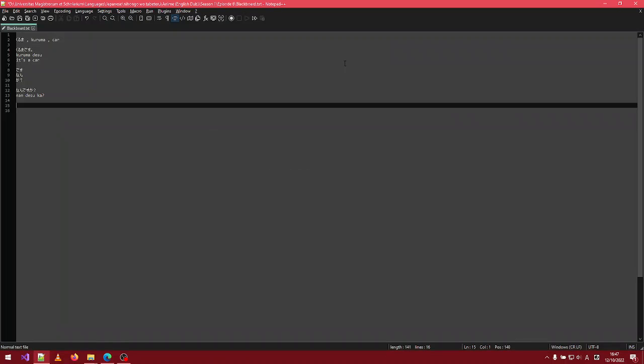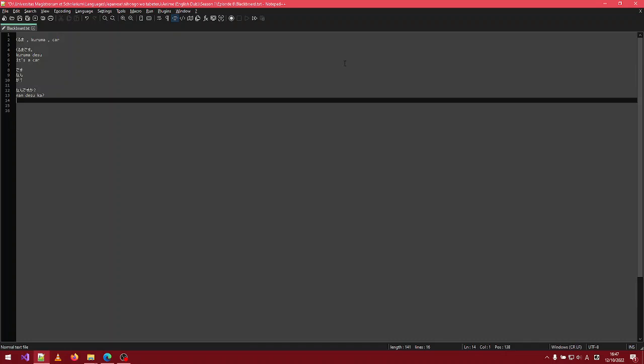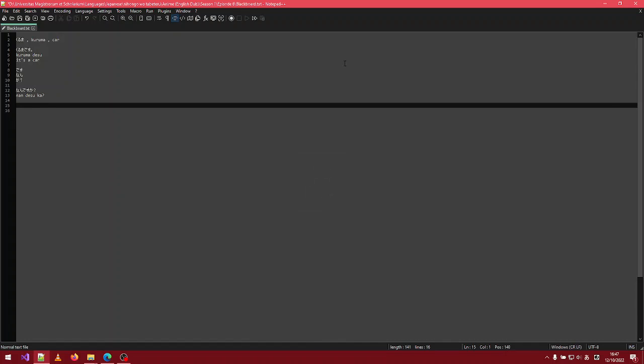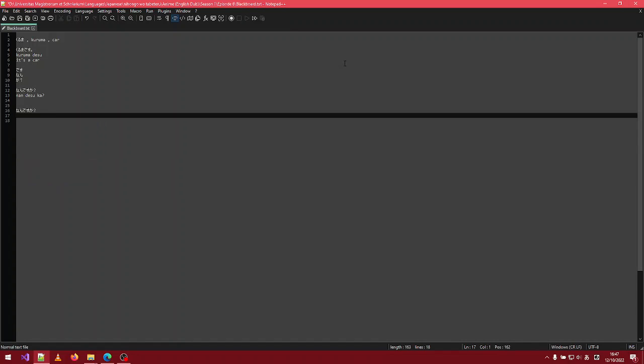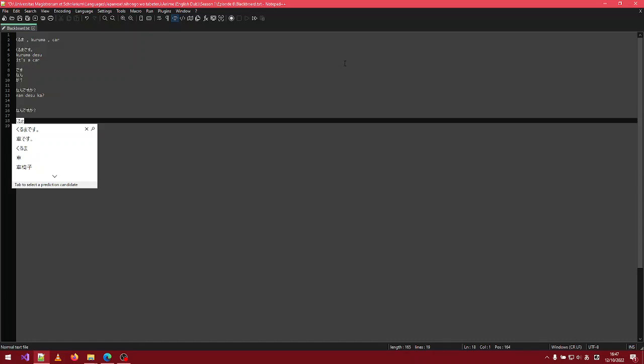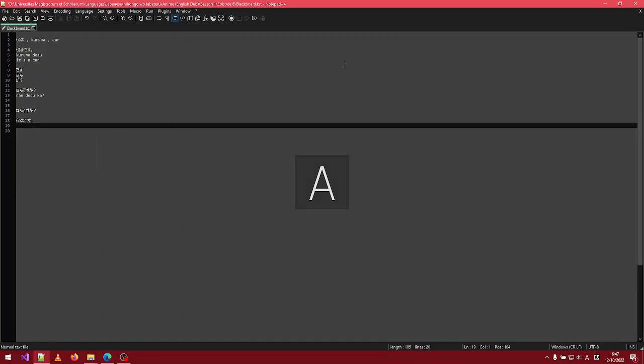And what if this person is pointing their finger to a car? What is car? Kuruma. So it's a nan. 何ですか. Nan desu ka? What is that? What is it? Kuruma desu. 車です。 Kuruma desu. It's a car.